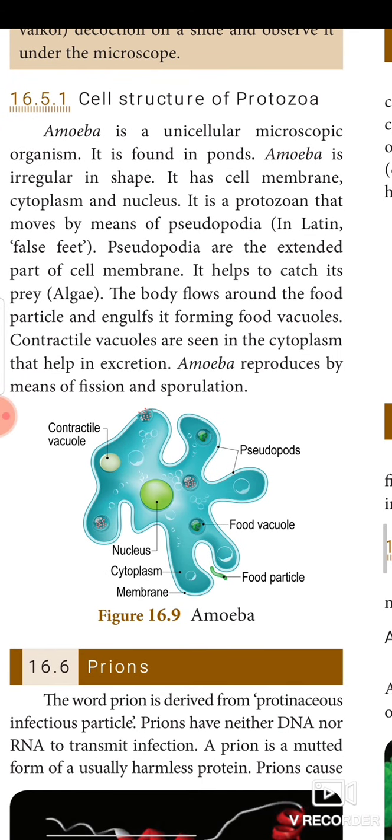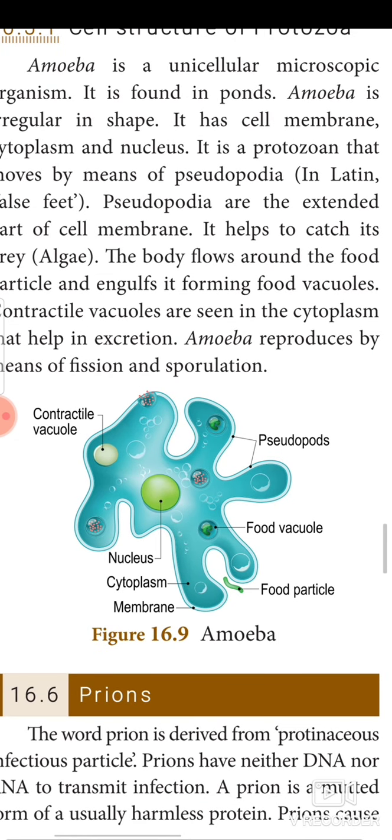Amoeba is a unicellular microorganism. It is found in ponds. Amoeba is irregular in shape. You can draw any zigzag round shape for drawing amoeba. It has cell membrane, cytoplasm and nucleus. It is a protozoan that moves by means of pseudopodia. In Latin, false feet. Pseudo means false, podia means feet. So, pseudopodia are the extended parts of the cell membrane. It helps to catch its prey.